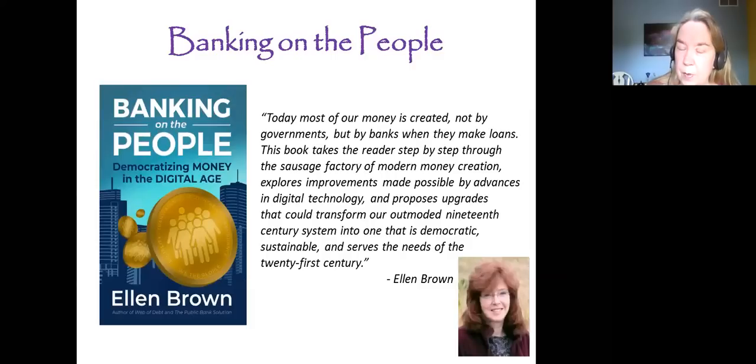And if not, I have been waiting 3 years for this book to come out. This is my heroine, Ellen Brown. Today, most of our money is created not by governments, but by banks when they make loans. This book takes the reader step by step through the sausage factory of modern money creation. It explores improvements made possible by advances in digital technology, and proposes upgrades that could transform our outmoded 19th century system into one that is democratic, sustainable, and serves the needs of the 21st century. I recommend every single one of you get this book, and I don't care what country you live in.